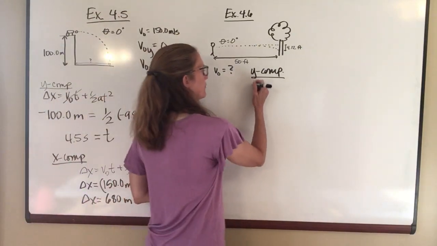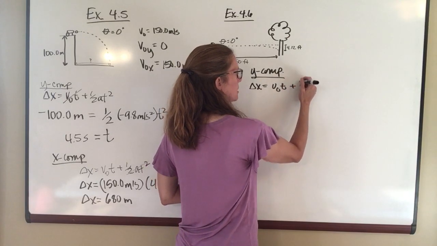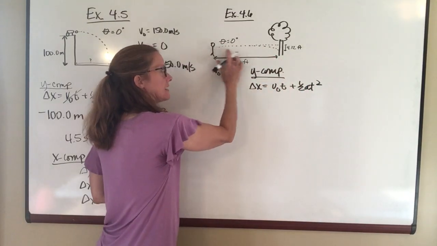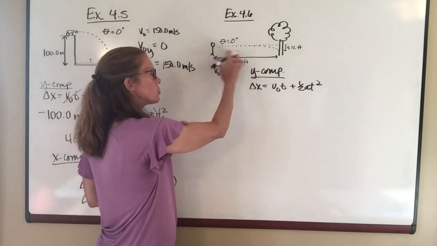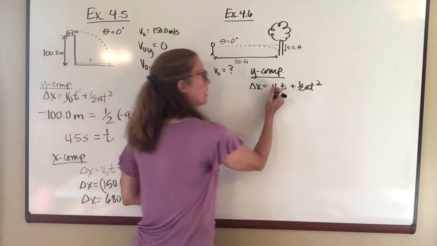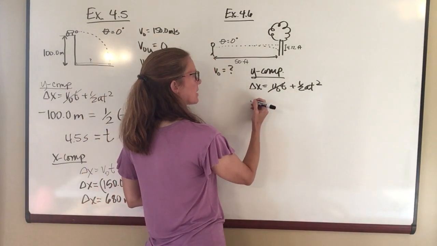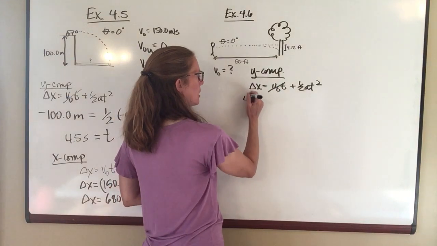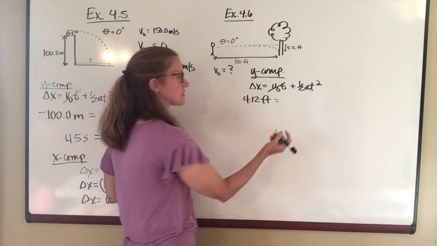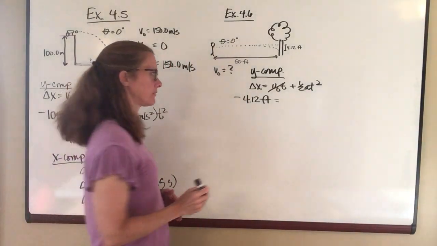So if I know delta y equals v sub 0 t plus 1/2 at squared, theta is 0. There is no velocity in the y direction. It's equal to 0, so this part drops out. So here, the delta y is 4.12 feet. Notice it's in feet this time. It has dropped, so this needs to be negative.